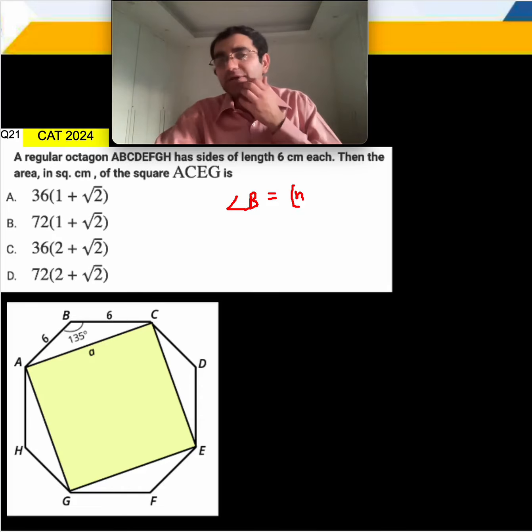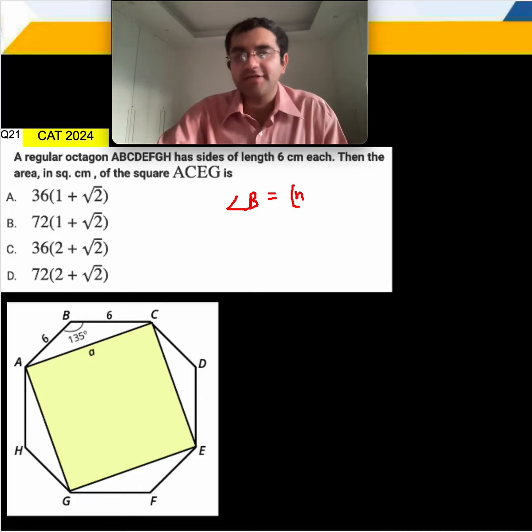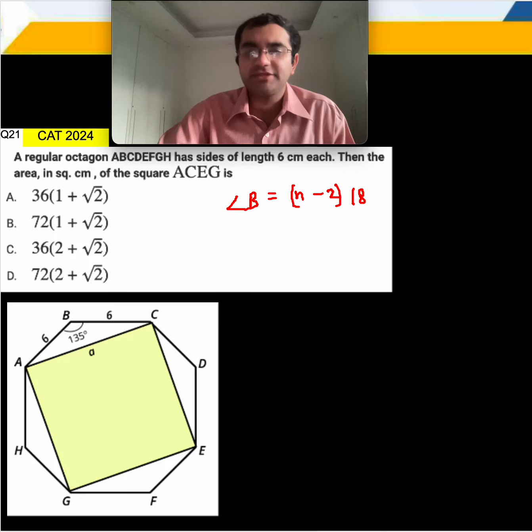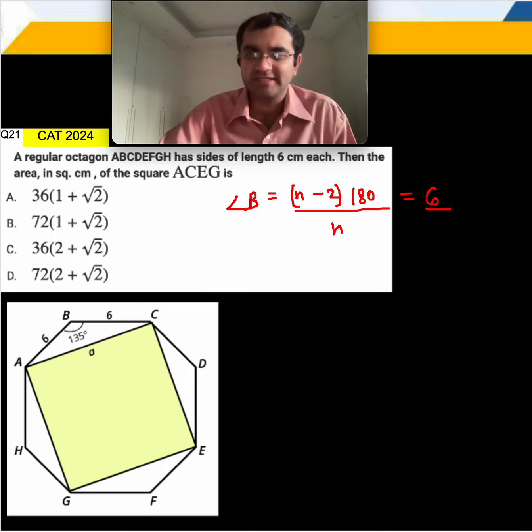How do you calculate each angle of an n-sided polygon? Sum of angles is n minus 2 into 180. Each angle becomes that upon n. Here put n as 8 for an octagon. 8 minus 2, that's 6 upon 8 into 180. That turns out to be 135 degrees.